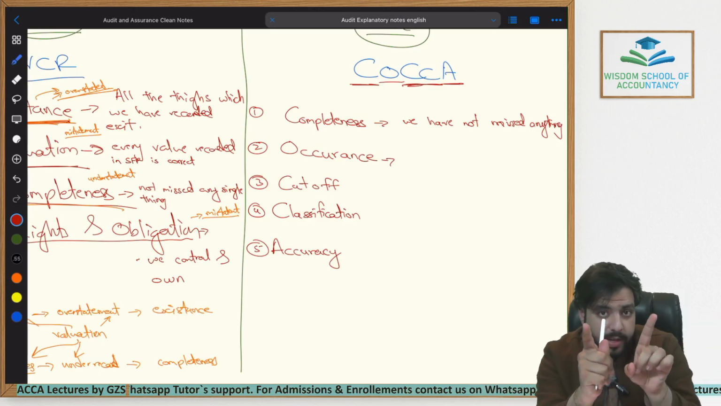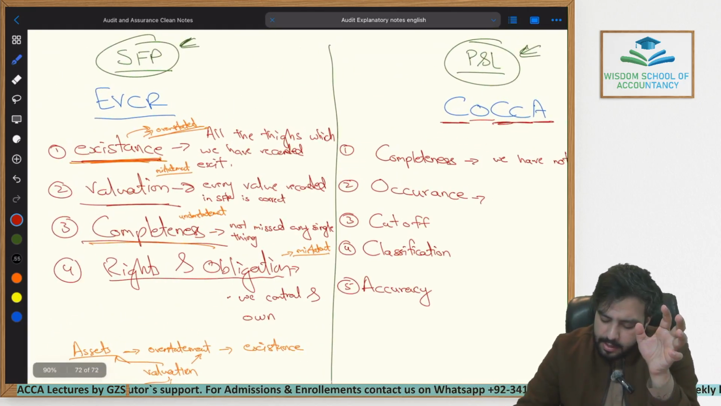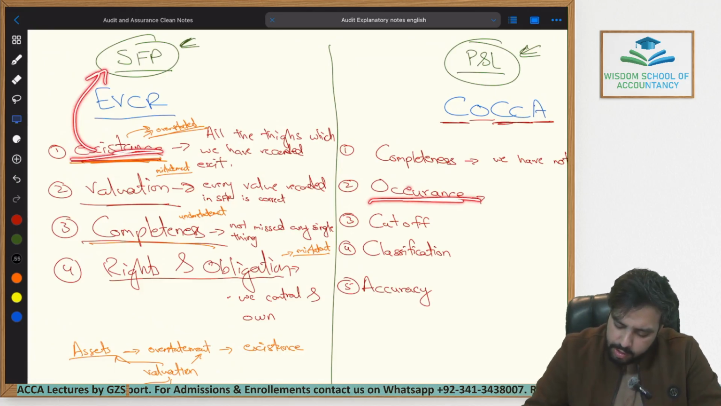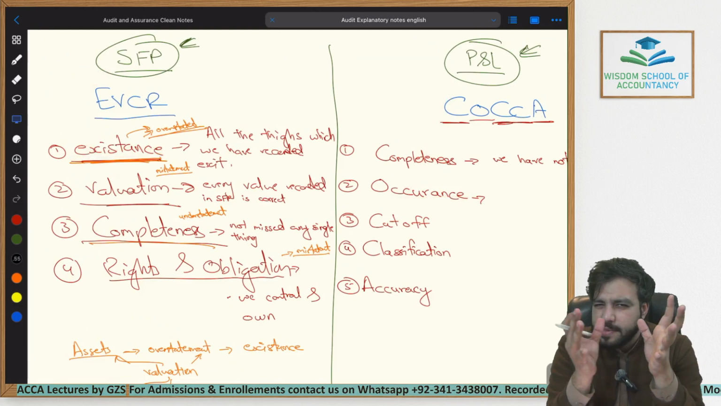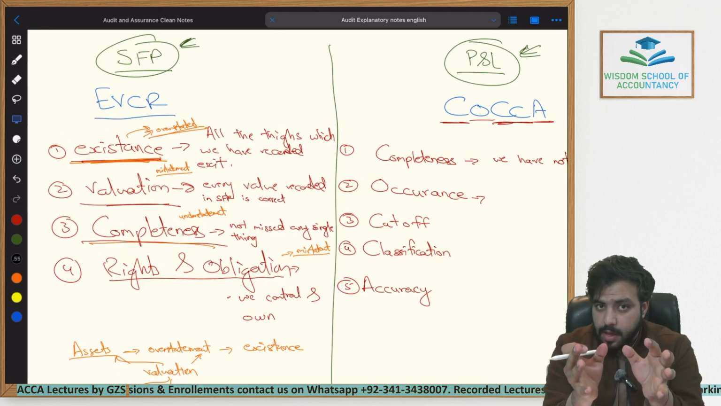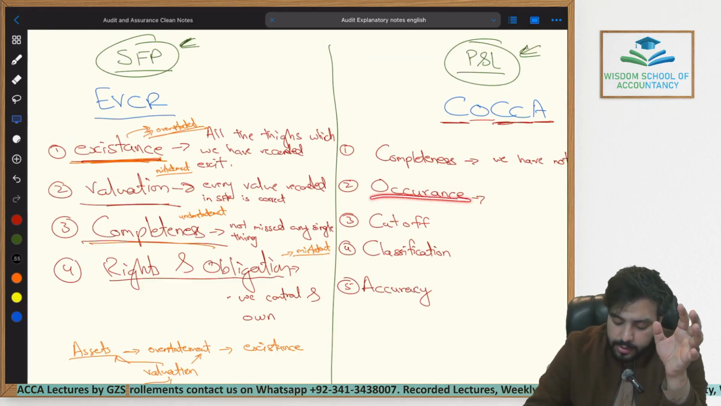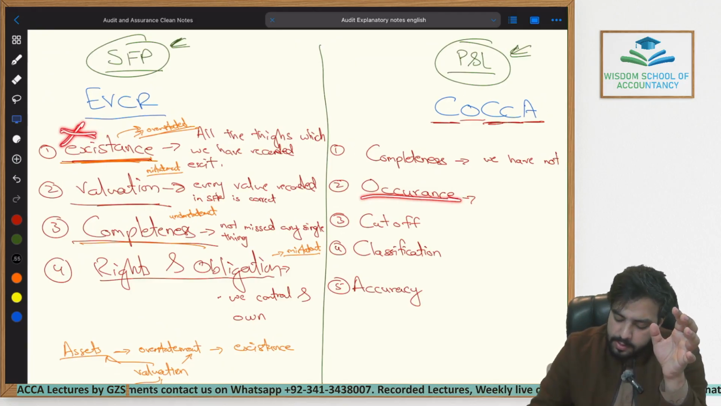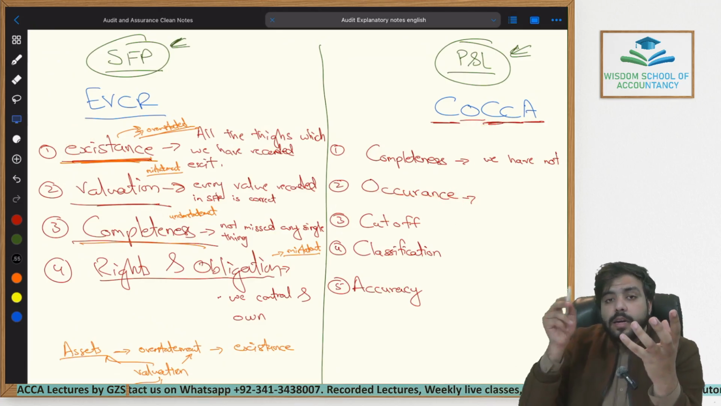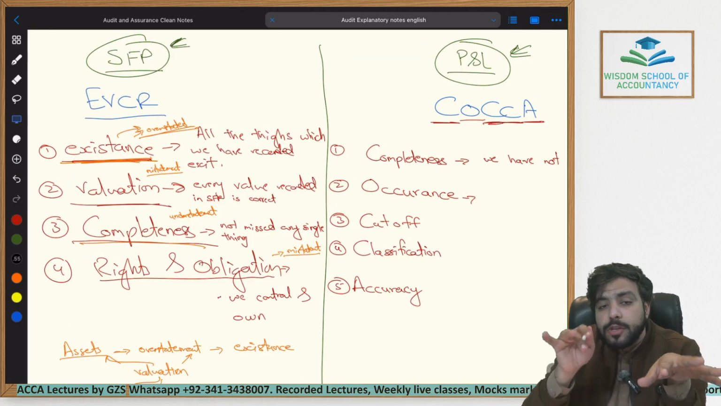Occurrence stands for whatever we have recorded actually happened during the year. Why? Now listen to this very carefully. You might get confused that occurrence of statement of profit and loss and existence of statement of financial position both basically mean the same thing. Existence means that whatever we have recorded actually exists. But for statement of profit and loss, we do not use the word existence. The assertion here is occurrence. Occurrence means that it occurred during the year. Existence means that it exists at the date at which we are recording.